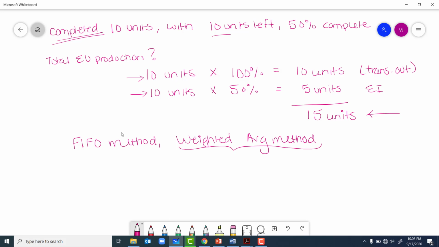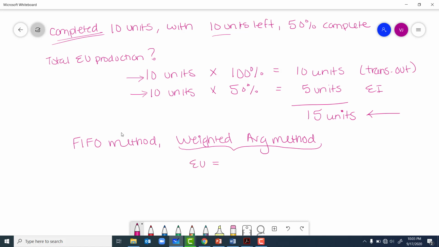That's not the case with first in, first out. In that case, we're actually making that distinction. And we determine equivalent units of a department with the weighted average method by adding the number of units completed and transferred out to the equivalent units in ending work in process. So just like we did just there.